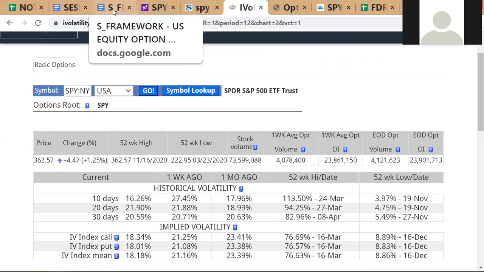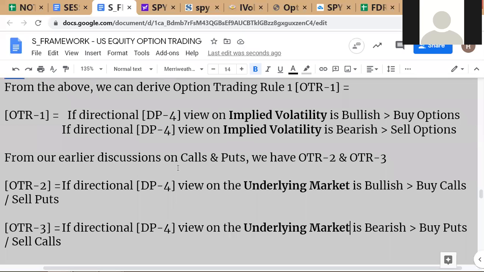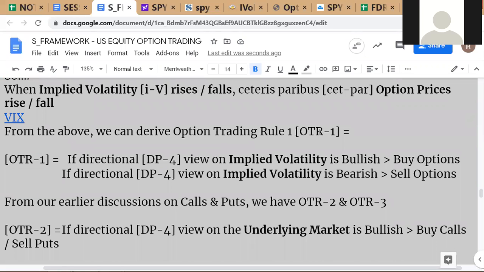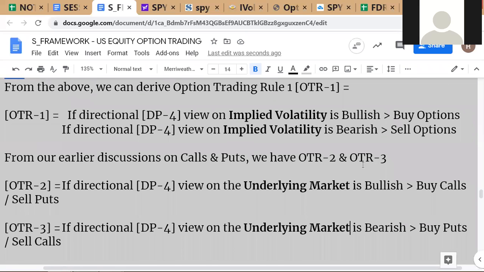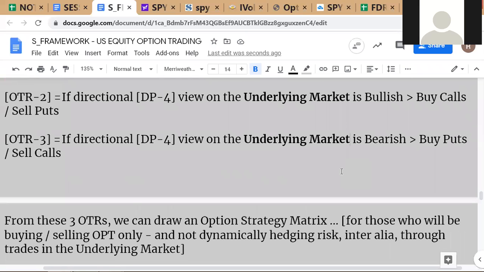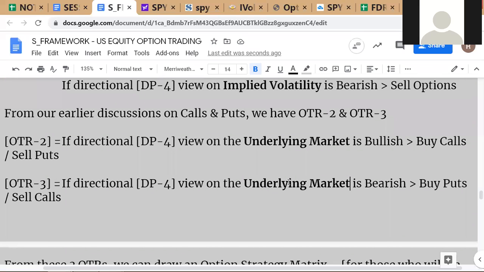What is the thinking process? The second part, we are coming to OTR 1 is ready, OTR 2 and OTR 3. What is the OTR 1 and 2 and 3? OTR 2 and 3 here.